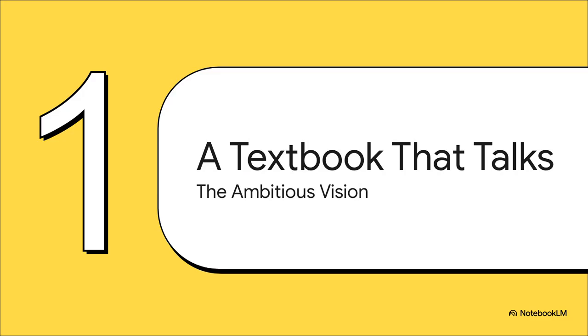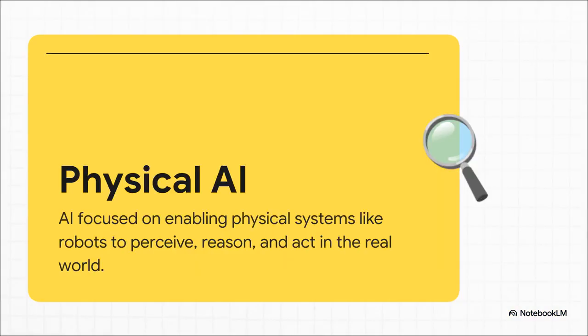So the dream here was massive. The goal was to create a dynamic, interactive textbook for one of the most complex subjects you can imagine. We're talking about a book that can literally talk back and have a conversation with the student. And what was the subject? Physical AI. Yep, the actual brains behind robots that exist in the real world. This is the stuff that lets machines see, think, and move around. So yeah, it's a seriously tough topic to teach and an even tougher one to learn.